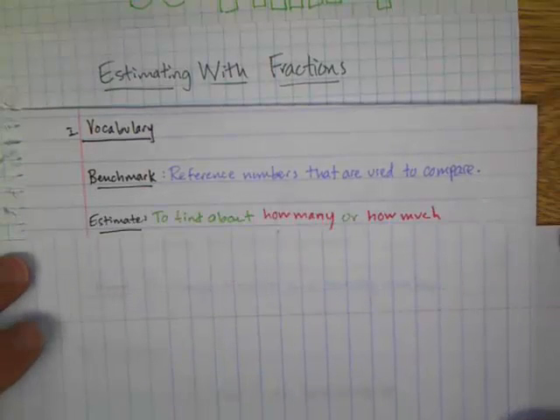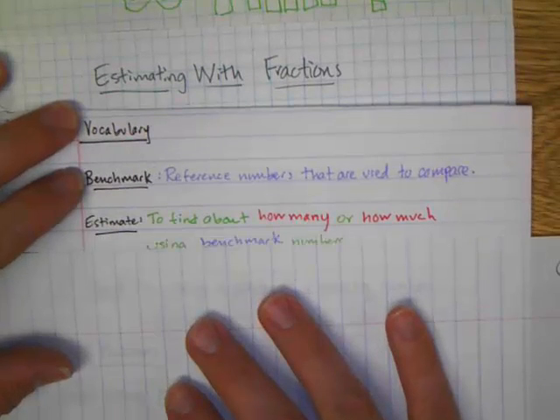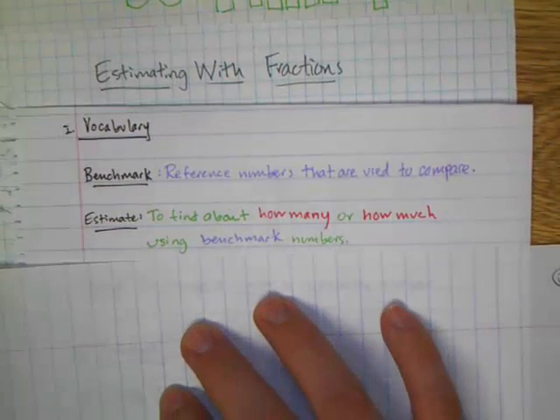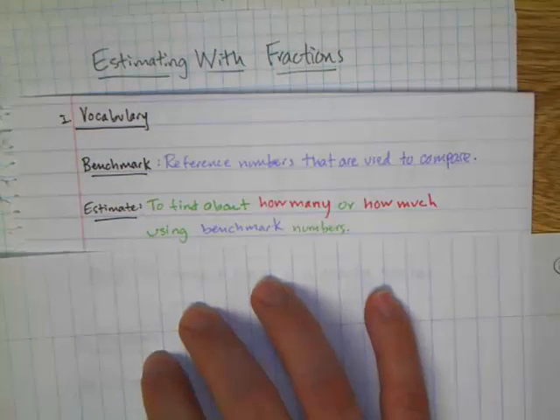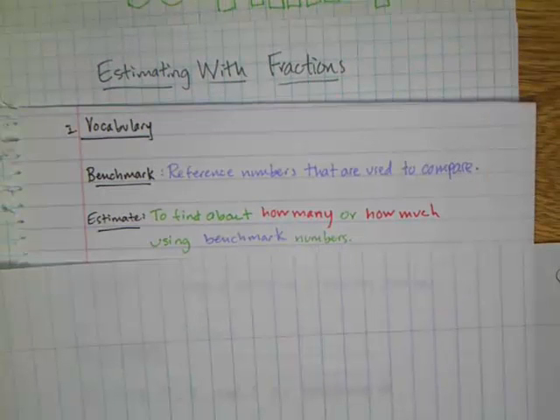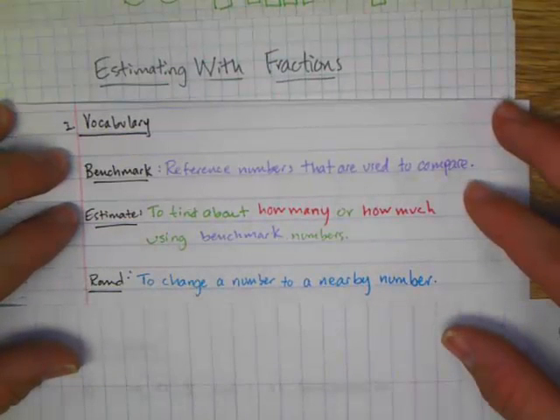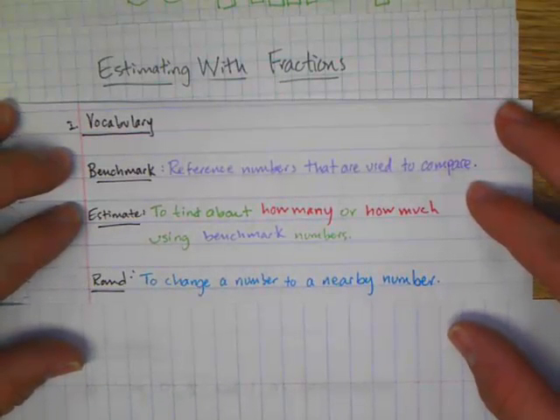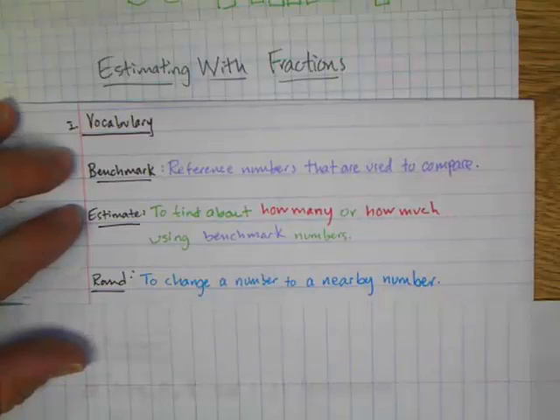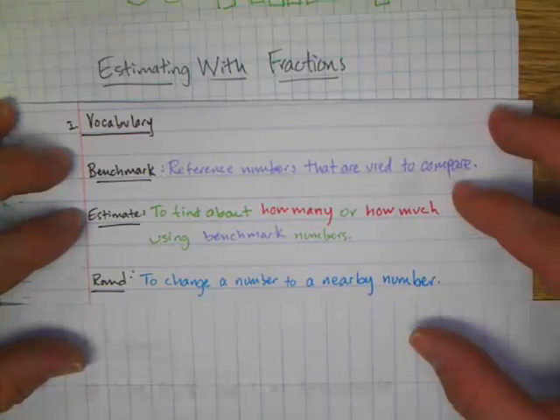We're also going to be talking about estimating. And estimating is how to find out about how many or how much by using benchmark numbers. So estimating is going to be doing a mental math computation in your head to just quickly see if what you have done is close or not. And that's going to be our estimate. And then finally, round. And round is going to be to change a number to a nearby number. And that can be higher than or lower than. And we're going to talk about that today as well.